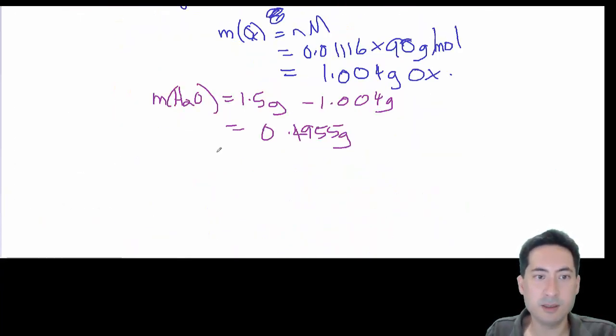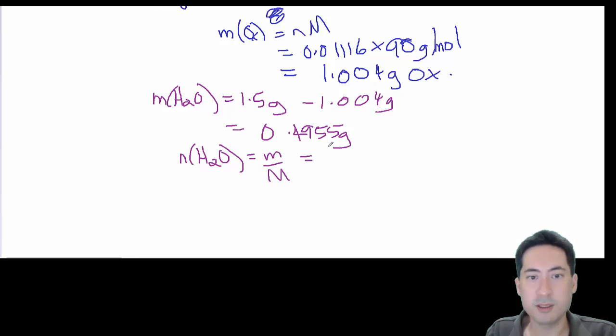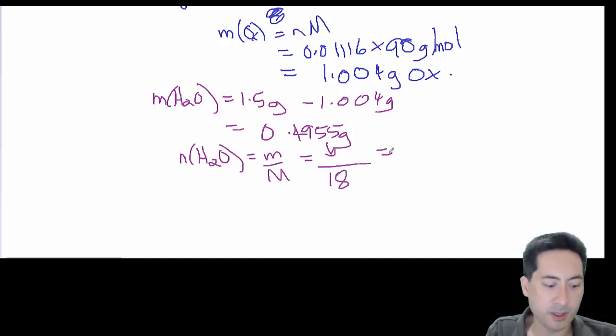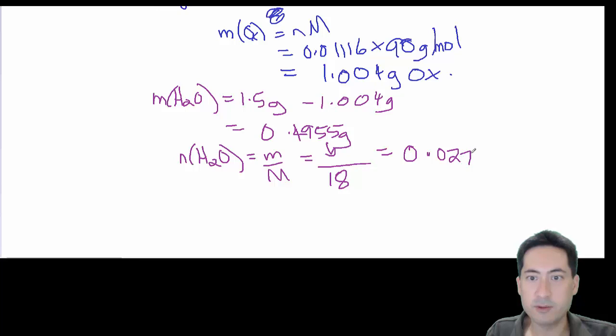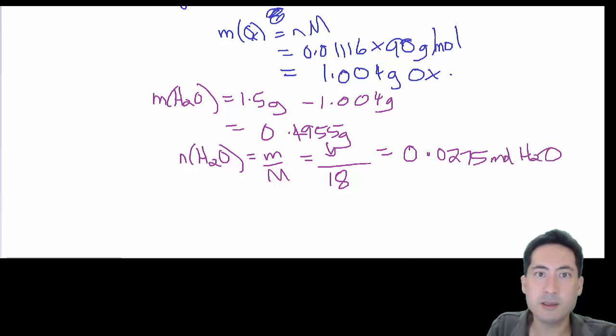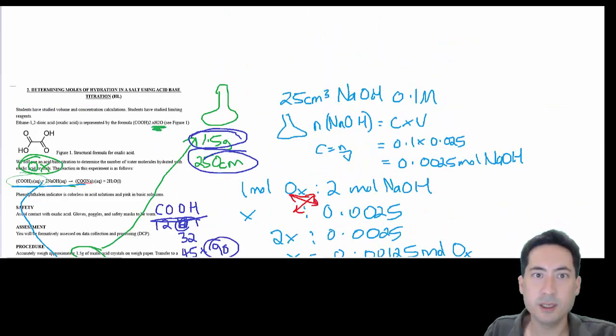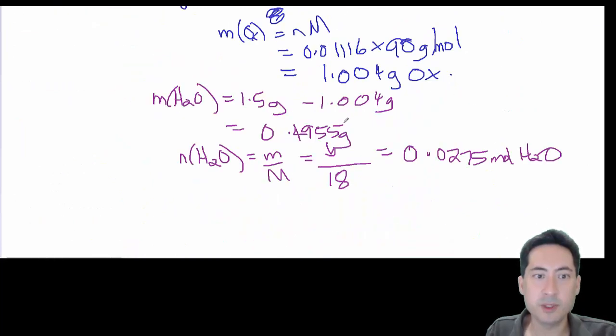And so the number of moles of that H2O is mass on molar mass, so that's ditto on 18, so I'll divide that by 18 now, and that gives me 0.0275 moles of H2O. Alright, so now the last thing to do, if you're still alive here, is to do the empirical formula on that.